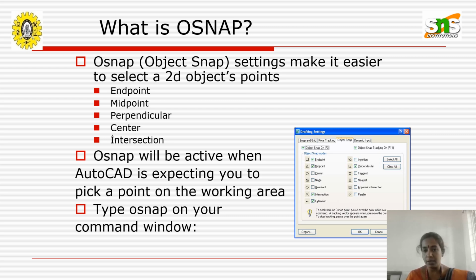If we want to view the endpoint, it will be displayed in the form of a square. The midpoint will be viewed in the form of a triangle. The center point can be viewed as a circle, and all other options can be selected or deselected as per the need. This is called object snap, which is quite useful for drawing a perpendicular line or even the center line. This object snap will be active when AutoCAD is expecting you to pick a point on the working area.